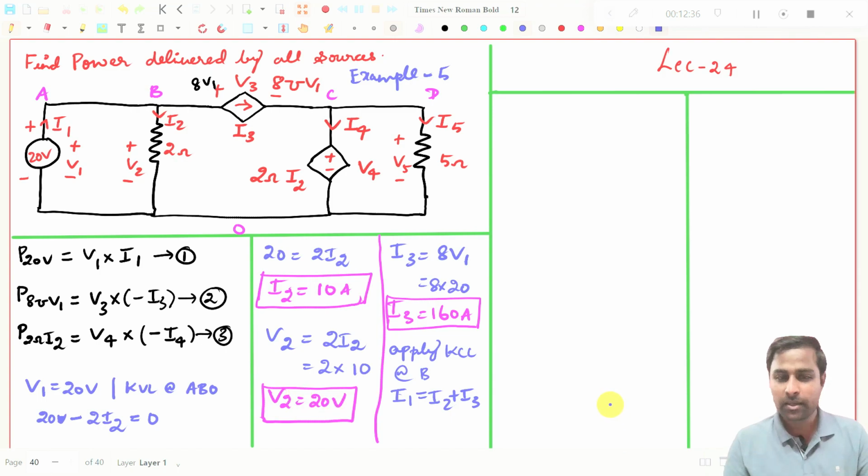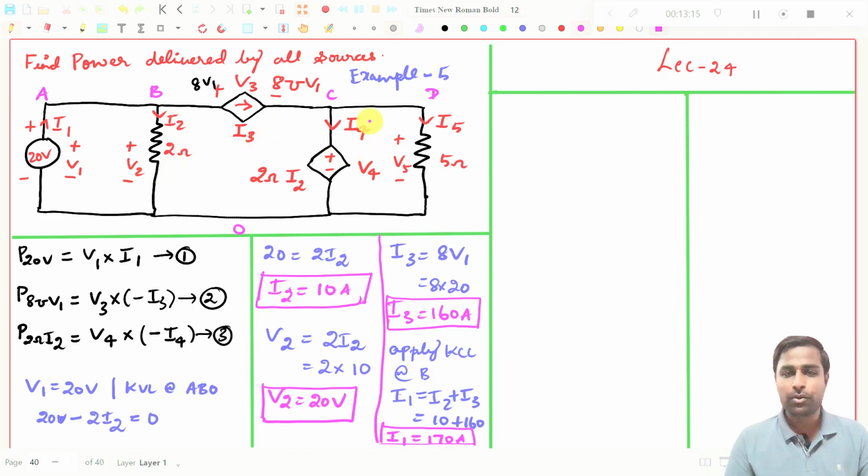So you see what we can do now. You know what is I2, what is I3, so you can easily find what is I1. So that should be equal to 160 plus I2. I2 is 10 amperes, plus I3 is 160. So you can easily write that I1 should be equal to 170 amperes. So this is I1, right? We have found I1. So now we have found I1, V1, V2, I2, I3, right?